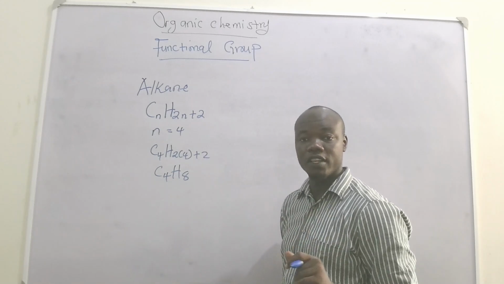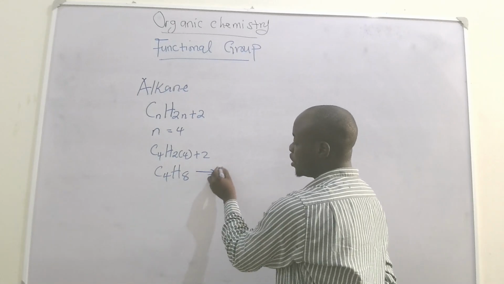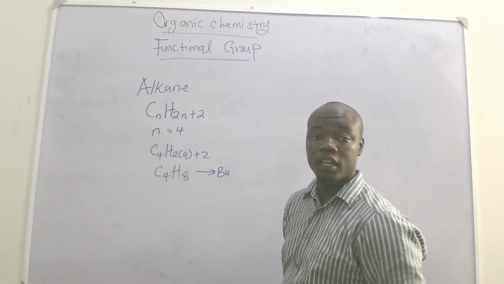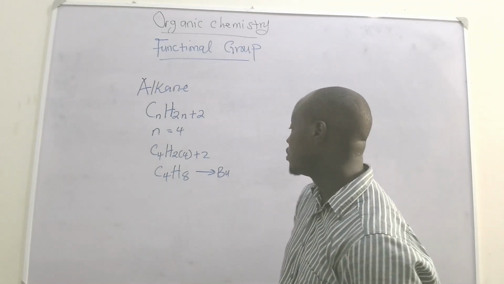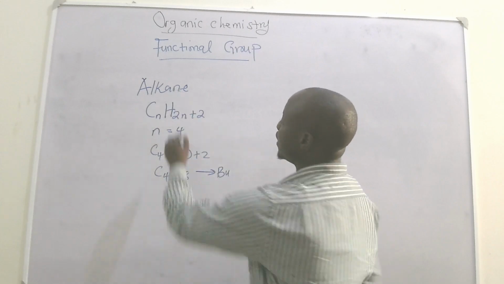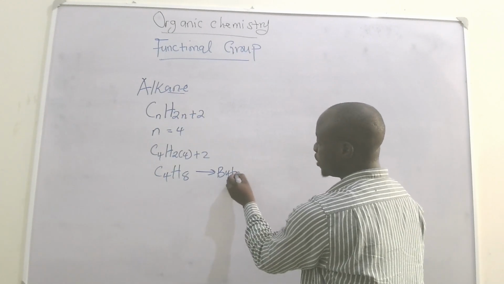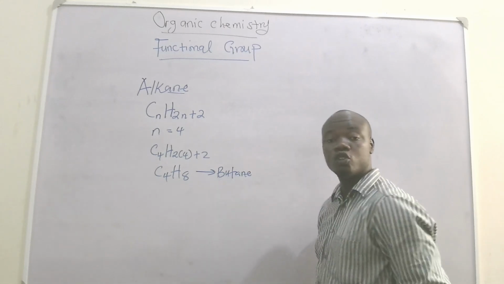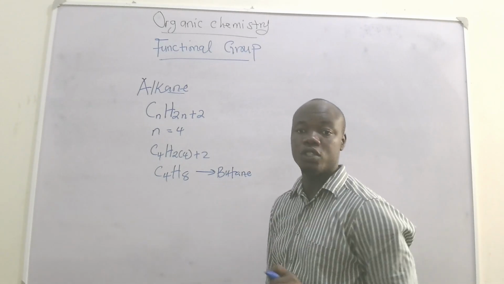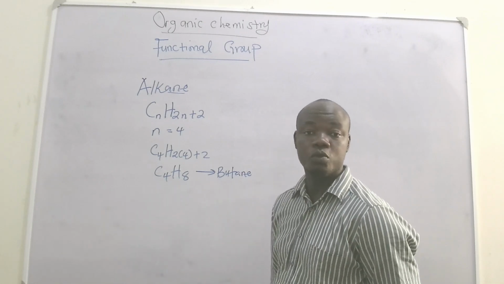So if we are to draw the structure of this, of course this is 4. Any organic compound that has 4 carbons has a name that starts with but-. But because it is alkene, that is why it's going to be butane. So if we are to draw the structure of this butane, we have two ways of writing the structure.